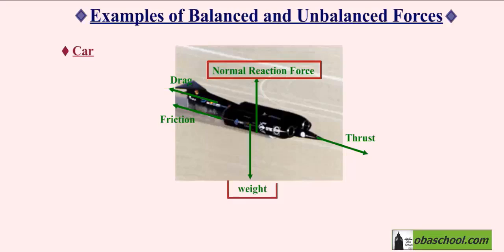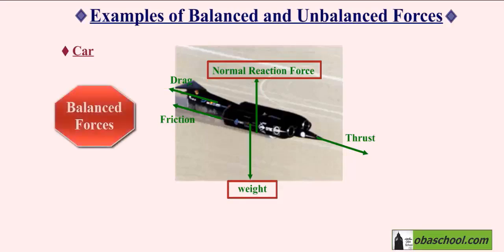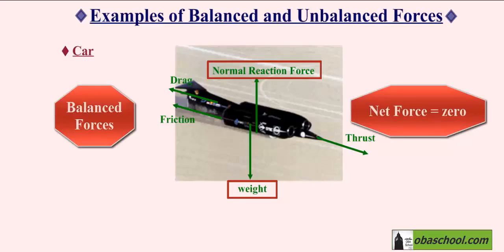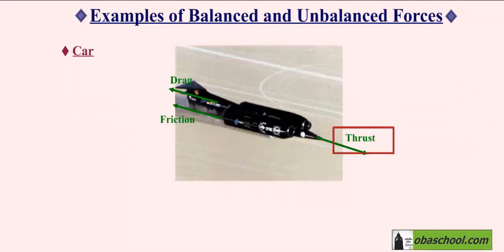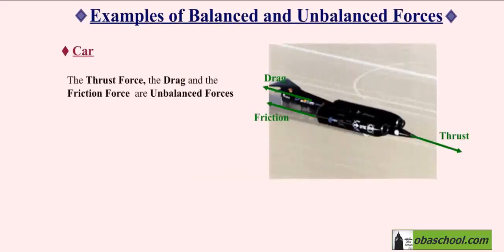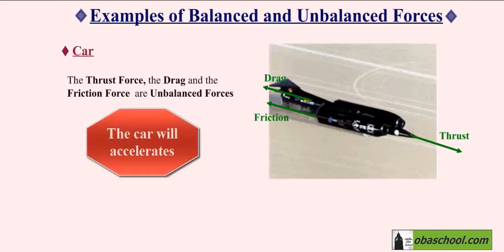Remember, we said that the normal reaction force and the weight are balanced forces and their net force is 0. So we will focus on the thrust, drag, and friction forces. In order for the car to move and to be fast, the thrust must be higher than the net force between drag and friction forces. In this case, these three are unbalanced forces. So, the thrust force and the drag and the friction force are unbalanced forces. That means the car will accelerate.